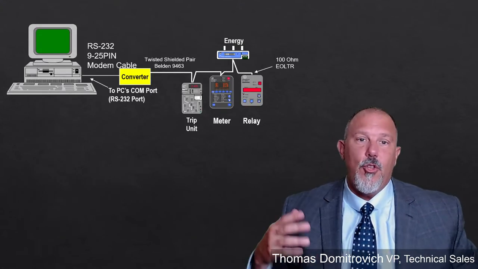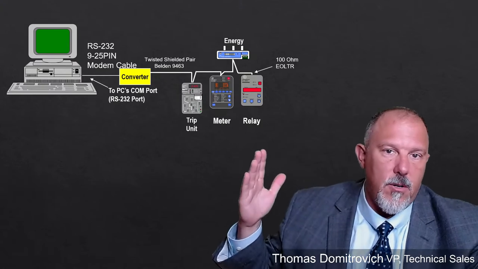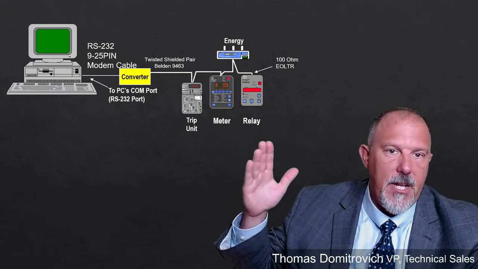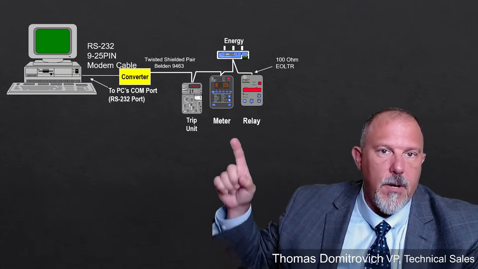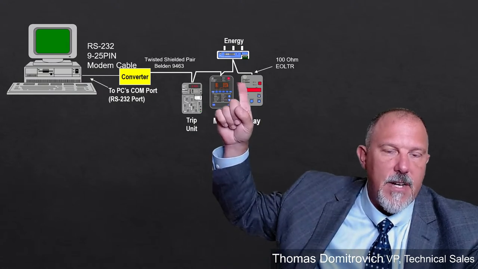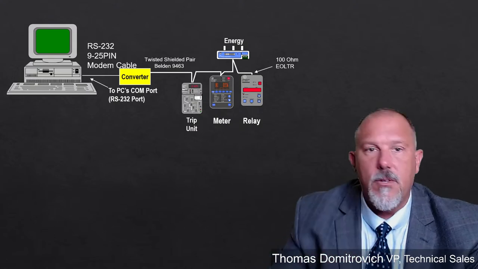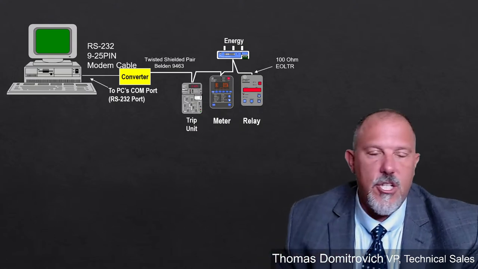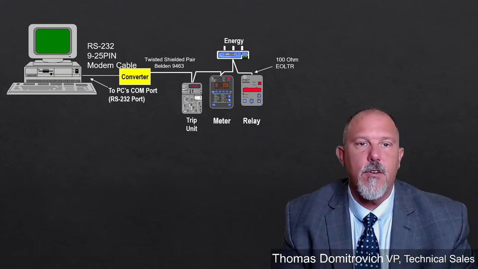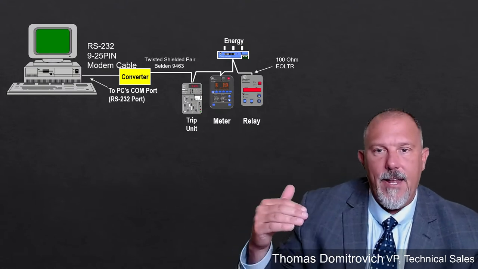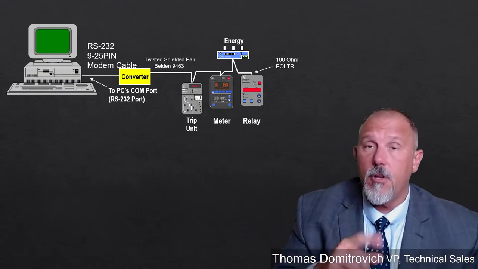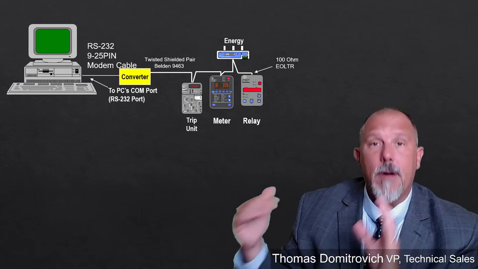So, this is just a small network. I have a relay, a meter, a trip unit that's in a circuit breaker. I have a little energy device that's mounted on the bottom of a circuit breaker. All of those are daisy chained using a Belden 9463 twisted shielded pair. There is a converter that gets it from that network, whatever the protocol would be. Remember, there could be proprietary protocols.